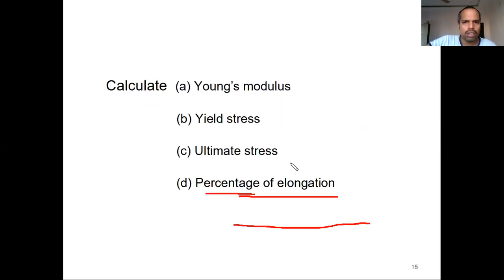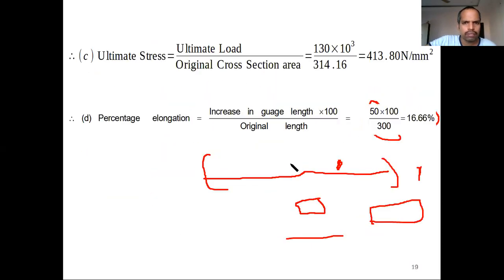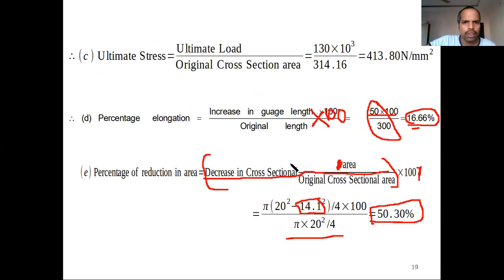Okay, this is about how to solve the problems. Percentage elongation means increase in length divided by original length. How much compared to its initial length, how much it has increased. Increase in gauge length means the final elongation. Finally, what is the total elongation? That is the increase in gauge length.